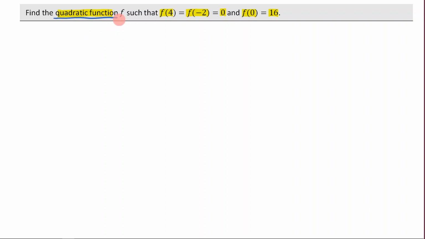Also, it's important to notice that this is a quadratic, and in conjunction with this fact that f of 4 and f of negative 2 is equal to 0. What that is telling me, what I'm kind of picturing in my head, is I've got some sort of parabola. I don't know that it looks like this, but some sort of parabola in which I have an x-intercept at 4 and an x-intercept at negative 2, because this is telling me that when I put 4 in, I get 0 out, and when I put negative 2 in, I get 0 out.